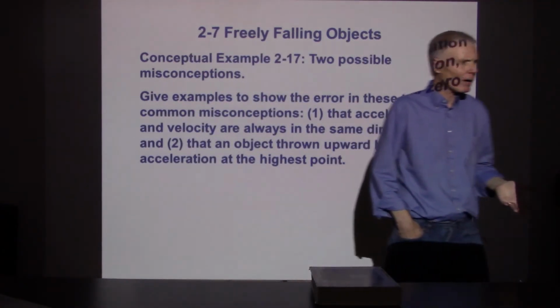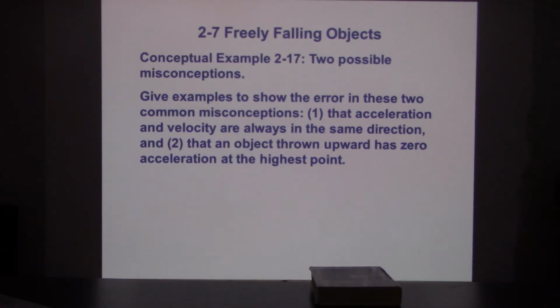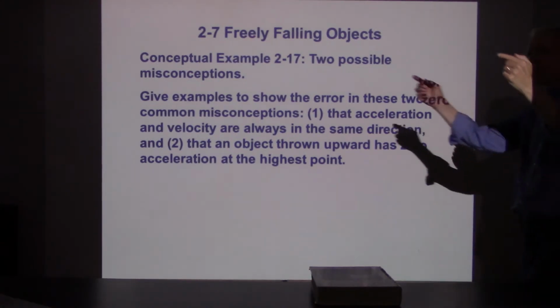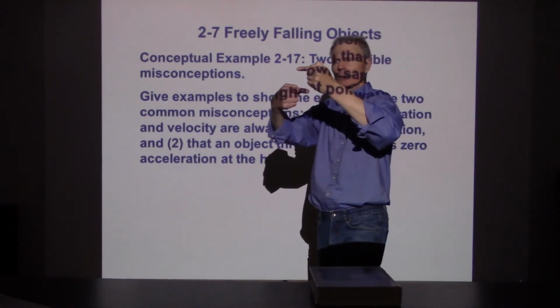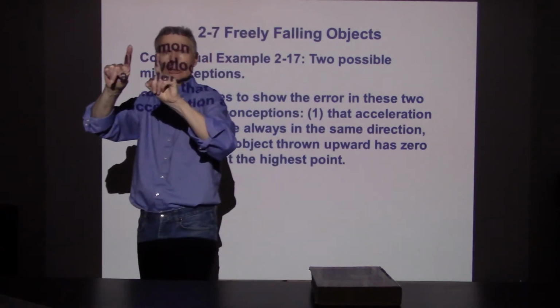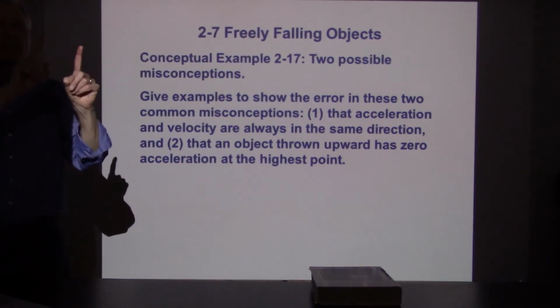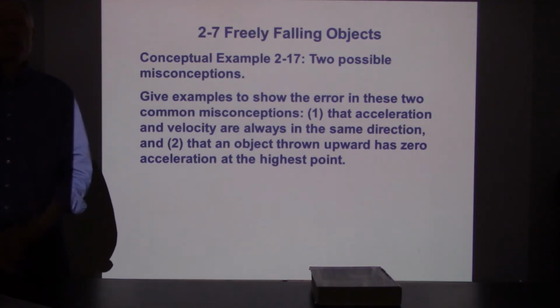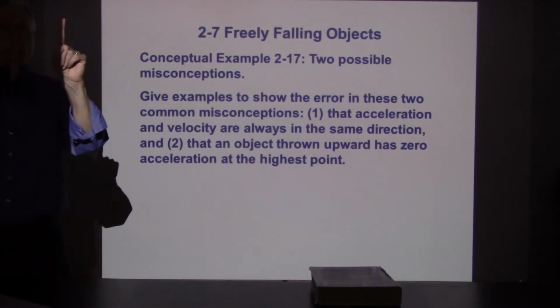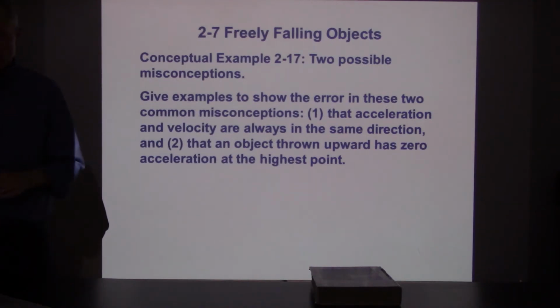Now, think about that. We've shown in several examples that v and a can be in opposite directions, or they can be in the same direction, right? Either is a possibility. If v and a are in the same direction, the object's speeding up. If they're in opposite directions, the object is slowing down.